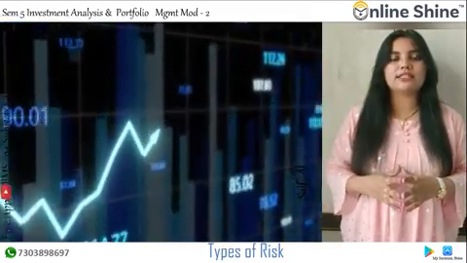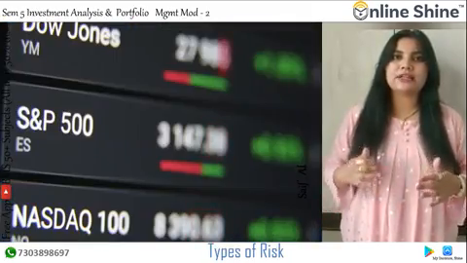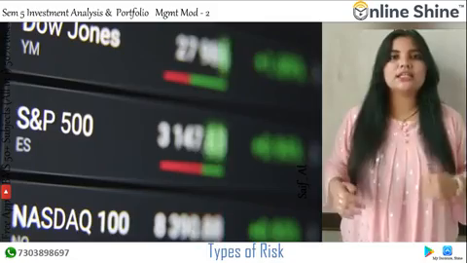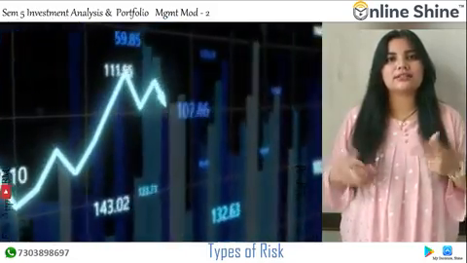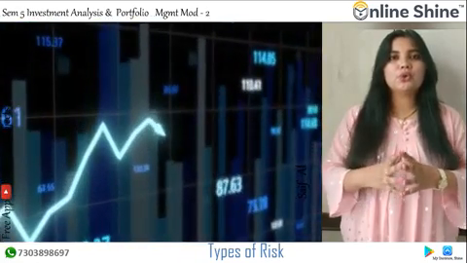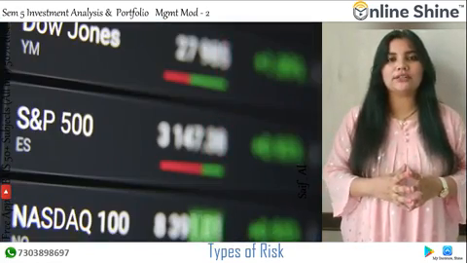Now, elements of risk. Let us consider the risk in holding securities such as shares, debentures, etc. The elements of risk may be broadly classified into two groups as shown in the following.